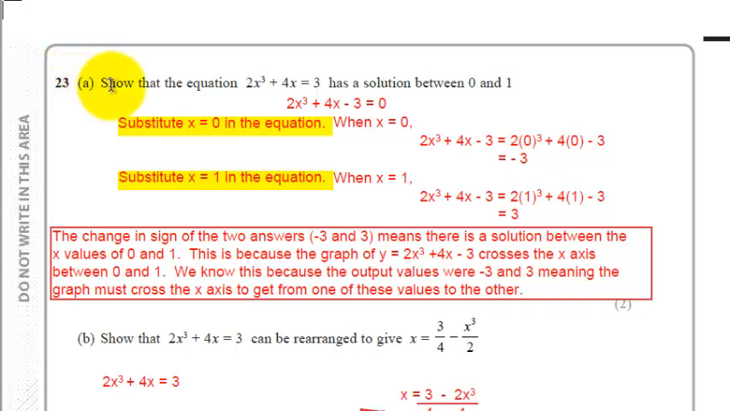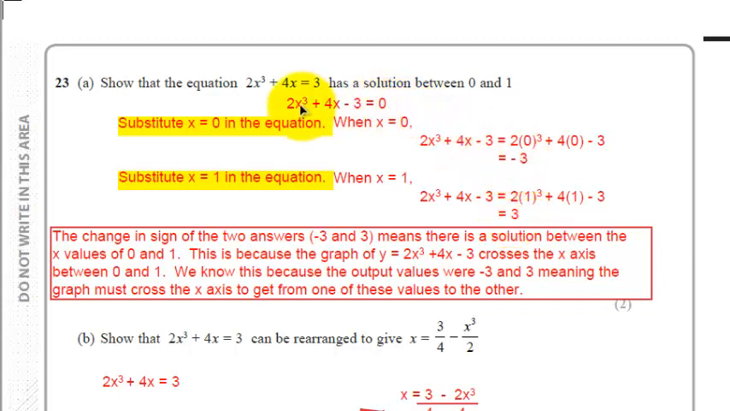Question 23, Part A. Show that the equation 2x cubed plus 4x equals 3 has a solution between 0 and 1. Now you may remember from other things you have studied at GCSE that you find a solution to an equation when the graph of that equation crosses the x-axis. So if we set the equation equal to 0, so I've just subtracted 3 from both sides here, and if I'm told there's a solution between 0 and 1, by inputting 0 and by inputting 1 I should see a change of sign in the answer, and I do here, it goes from -3 to +3.